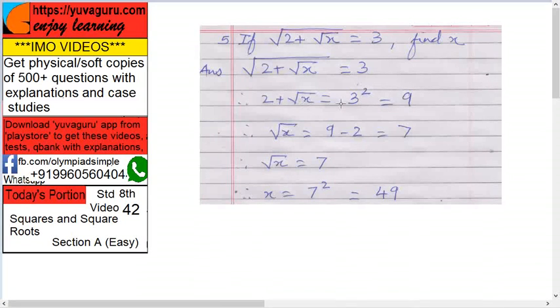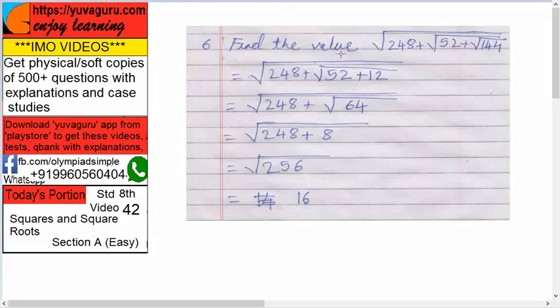You get 2 plus root of x equals 3 square, which equals 9. So you can take this 2 to the right side. So root of x equals 9 minus 2, that is 7. Now root of x equals 7. So what will be? Again square both the sides. It becomes x equals 7 square, that is 49. That is the answer.